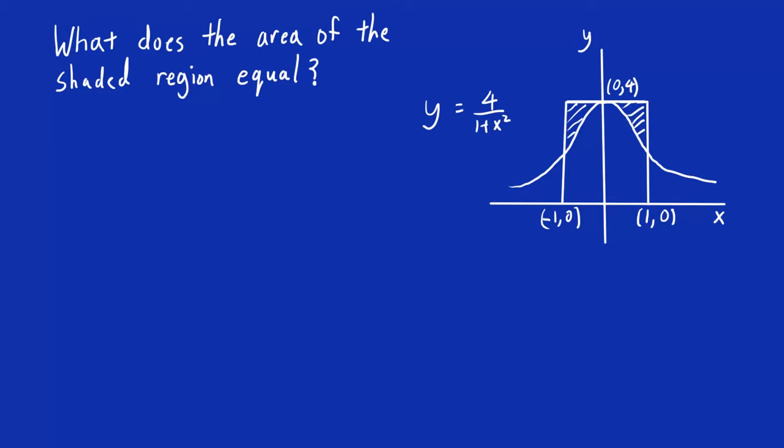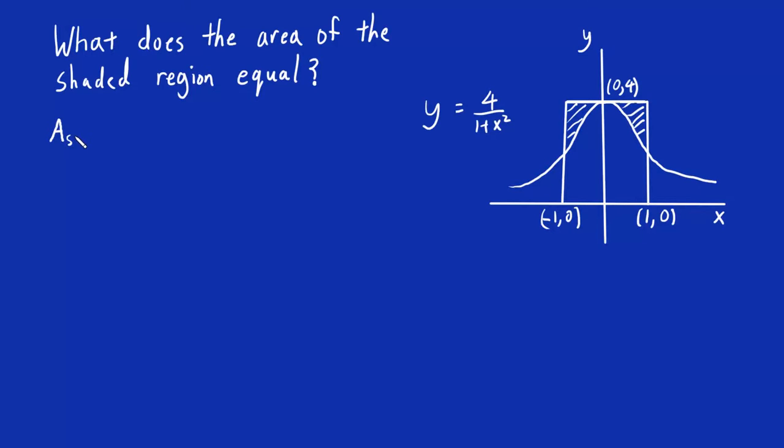Welcome back. For today's video, we will be looking at the following diagram to the right, which has a rectangle and a curve, which represents the function y is equal to 4 over 1 plus x squared. And the problem is asking what is the area of the shaded region, which is this portion here and this portion here. So let's write an equation that will describe what we're looking for.